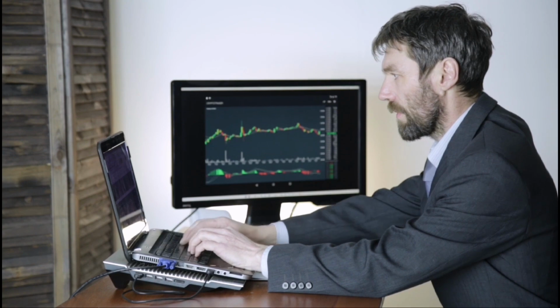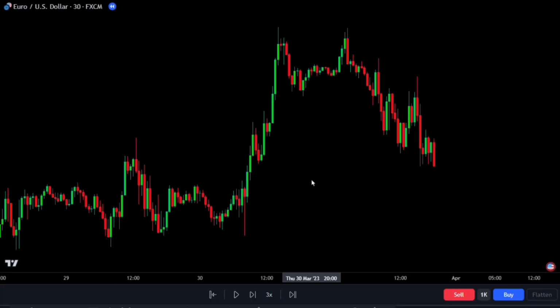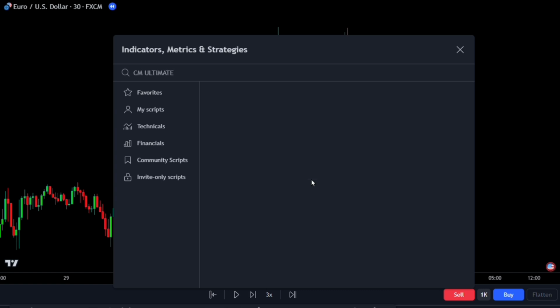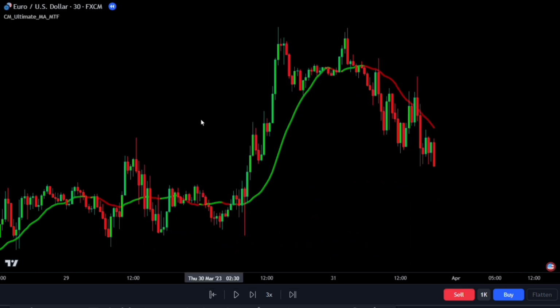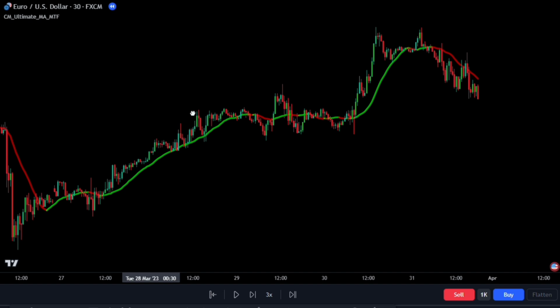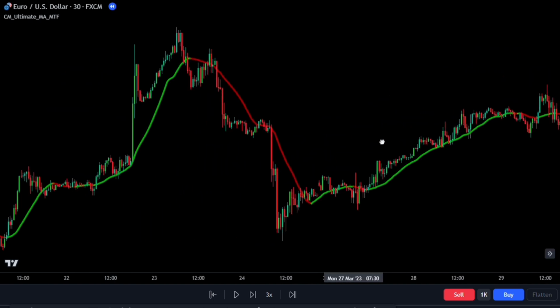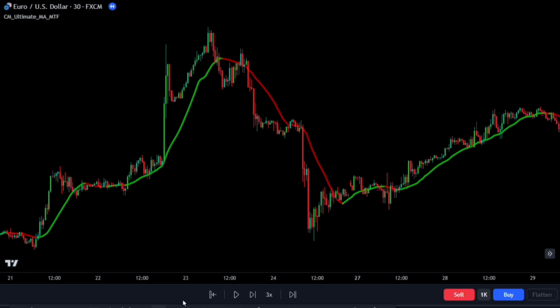Okay, let's get started. So the 5th indicator on our list is called the CM Ultimate MA multi-timeframe indicator by Chris Moody. You can add it to your chart to see how it works. It's a special kind of moving average that changes colors depending on whether the price is going up or down. The cool thing about this indicator is that it can help you avoid false signals. Just because the price crosses the line doesn't mean the color will change right away. This can prevent you from making bad trades and help you get in at the right price.